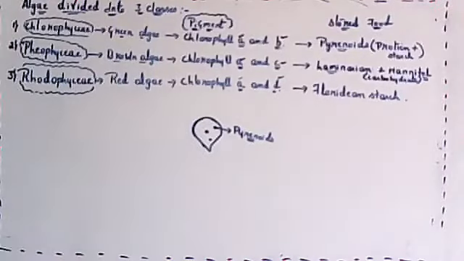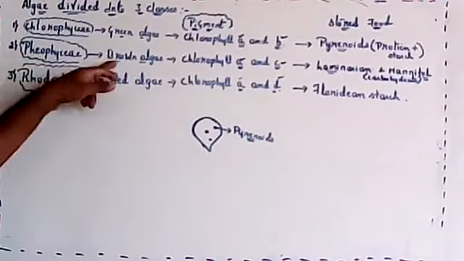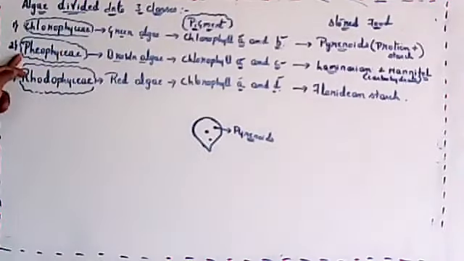Okay. So combination of protein plus starch is known as pyrenoids. Yeah. So next is Rhodophyceae. Brown algae is known as, okay, sorry, Phaeophyceae.